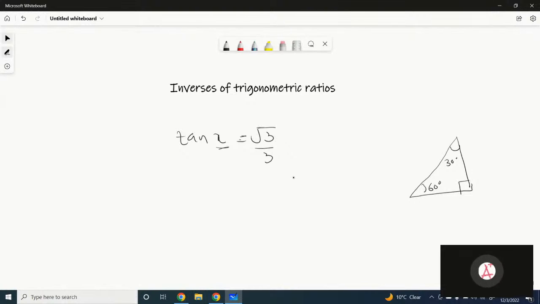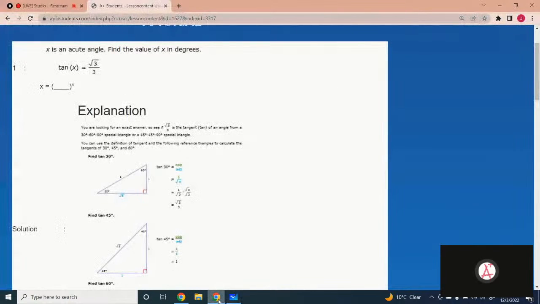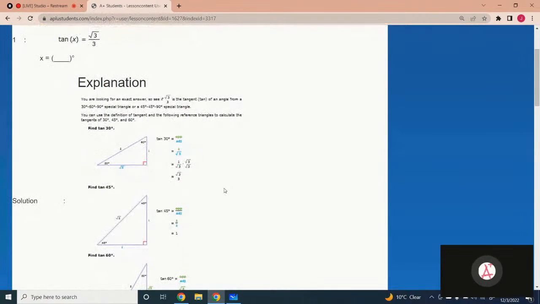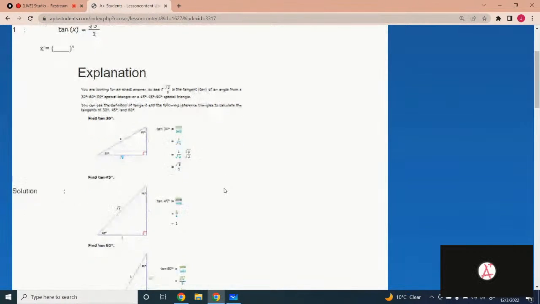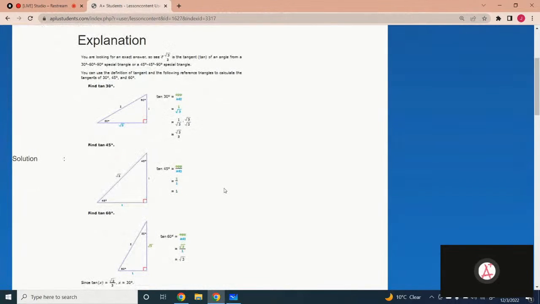Both 30 and 60 are the acute angles. And the other triangle we have is 30, 45, and the other one is, so you can use the definition of the tangent and the following references. We have to use the reference triangles. Got it? So let's just find with the 30, 60, and 90 triangle.